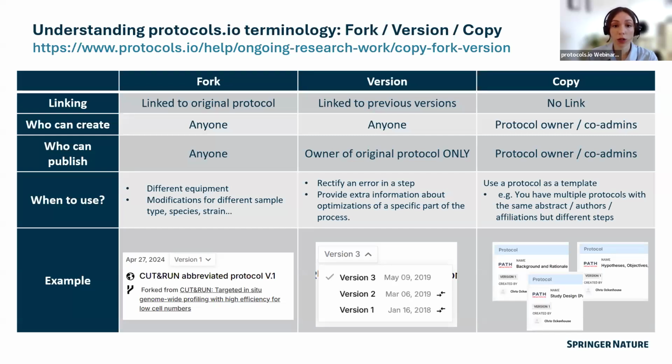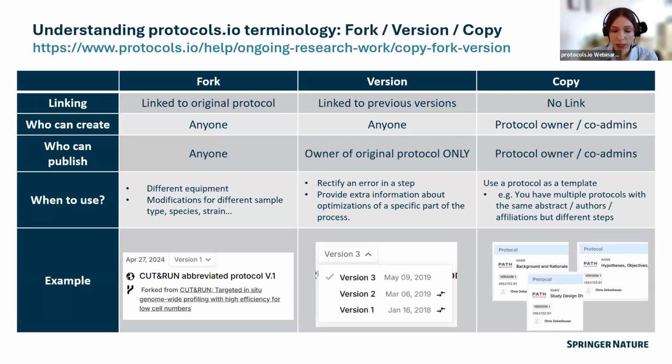Then there's also the copy, and what that is meant to be used for is if you want to use the protocol metadata information, such as the authors, affiliations, things like that, in multiple protocols. There's no link to the original protocol that remains, because you would be just repurposing, for example, the authors and their affiliations, but not the actual content of the protocol.